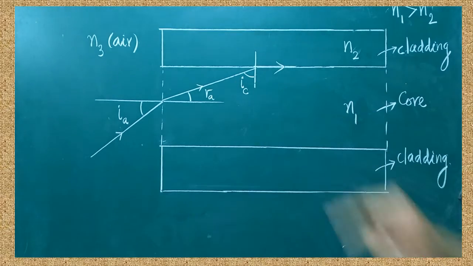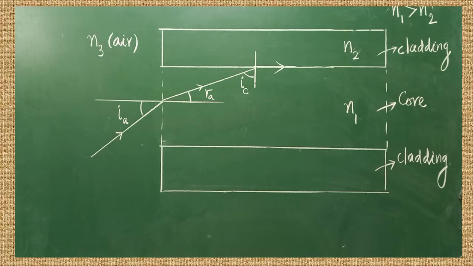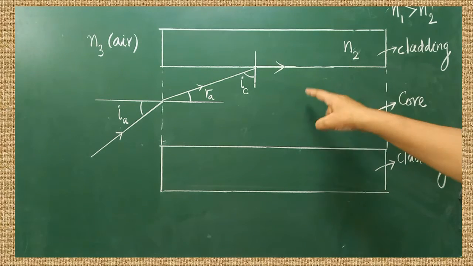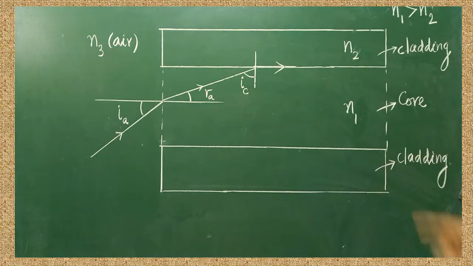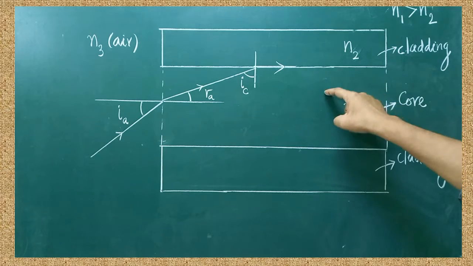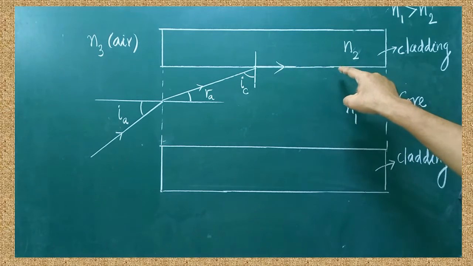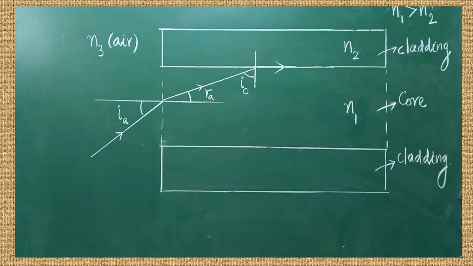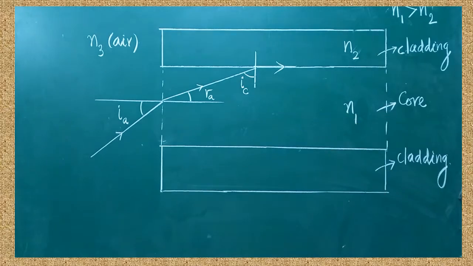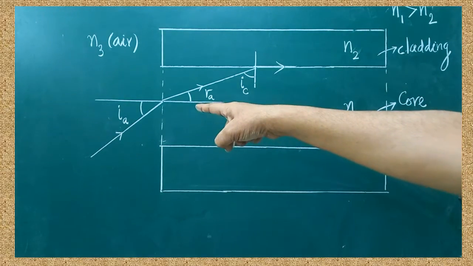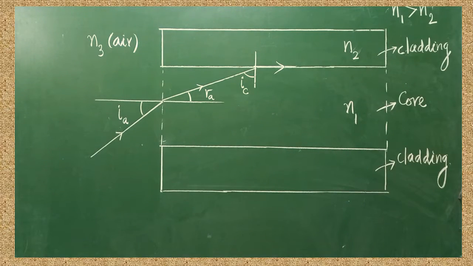To ensure the critical angle, we have to split the sentence. To ensure the critical angle of incidence at the core-cladding boundary, this is called the core, this is called the cladding. Are you clear? Core-cladding boundary. In between, the boundary is there. Here we have to ensure the critical angle. What we have to do? The light should be incident at a certain angle. At a certain angle means they are mentioning the acceptance angle.